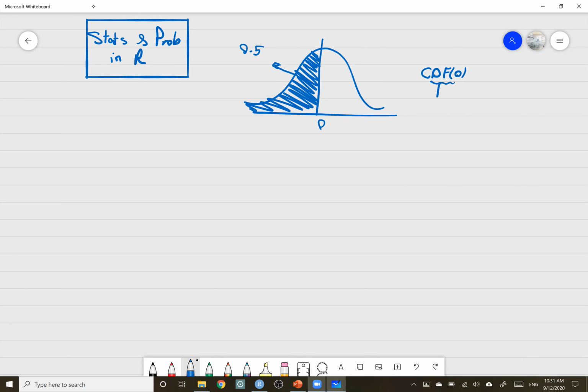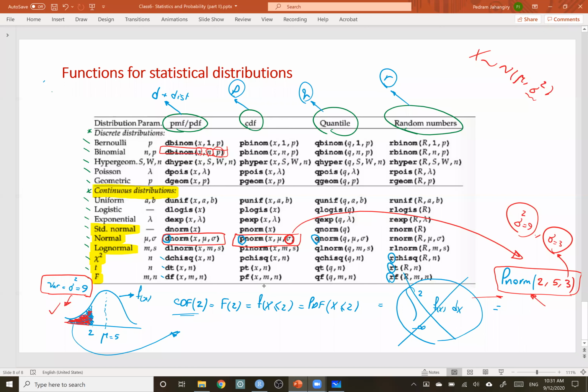So how do I show CDF of 0 in R? So what are we looking for? CDF, what is the acronym? P. What is the distribution? Norm, for normal distribution. And if it is a standard normal distribution, with the average 0 and the standard deviation of 1, you only need to pass one number. So how do I know that I only need to pass one number? Let's go back to the slide. So for the standard normal distribution, we only need to pass one number because mu is going to be equal to 0 and sigma is going to be equal to 1. So I don't need to specifically pass them. I can, but I don't need to.